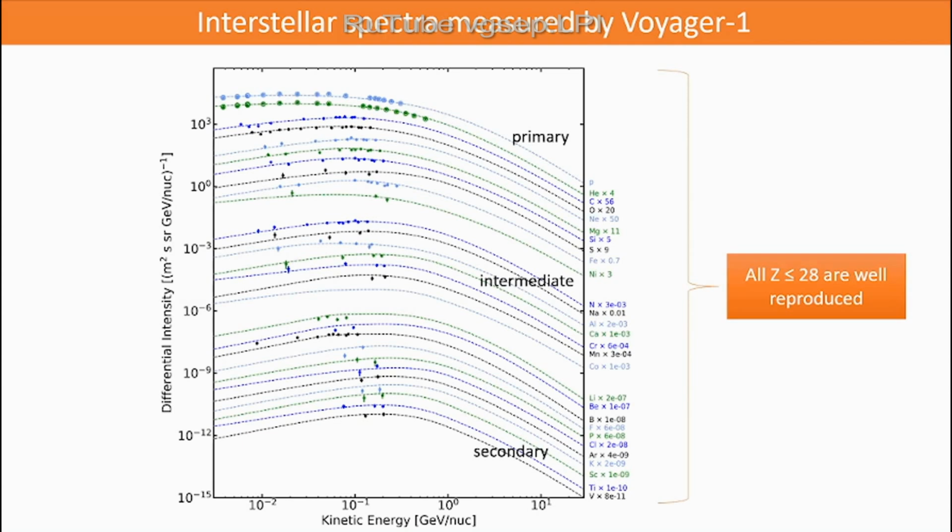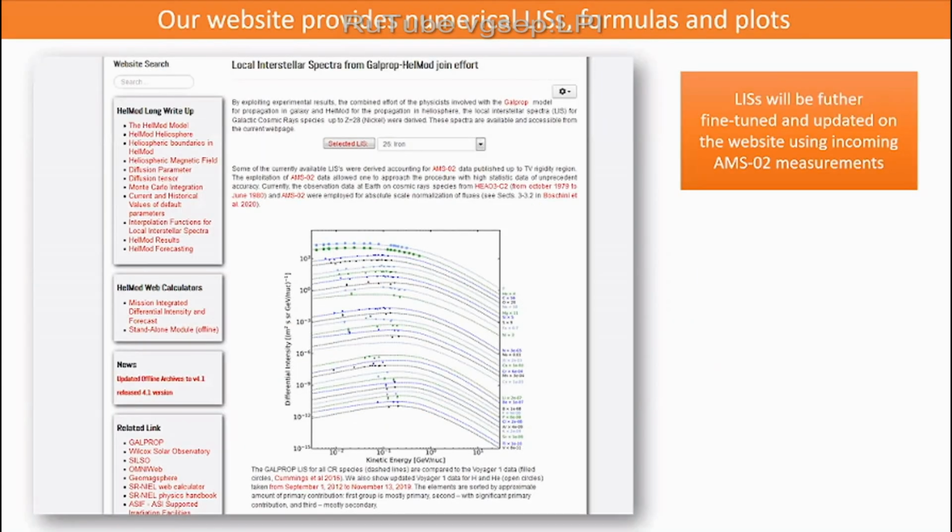And for what concerns the low energy part of the analysis, we are also able to reproduce Voyager 1 data outside the heliosphere, so in the very interstellar space. You see all of the species up to nickel divided into primary, intermediate, and secondary species. And if you're interested, you can find all this stuff on our website, providing numerical lists, formulas, and plots. And obviously, all these spectra will be further fine-tuned and updated on the website using AMS-02 measurements.